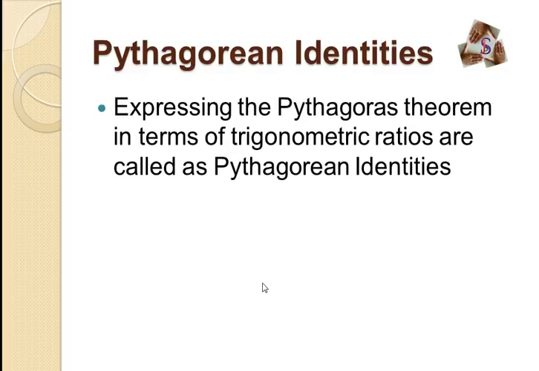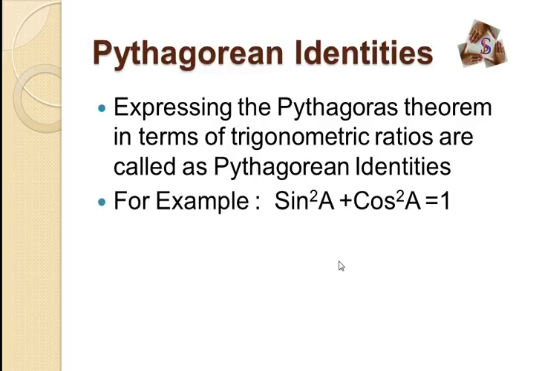Proceeding further, let us now try to understand the Pythagorean identity. So what do we mean by a Pythagorean identity? If I am able to express the Pythagoras theorem in terms of my trigonometric ratios, then that identity is called the Pythagorean identity. And the very basic relationship is sin square A plus cos square A is equal to 1. This satisfies the Pythagoras theorem.